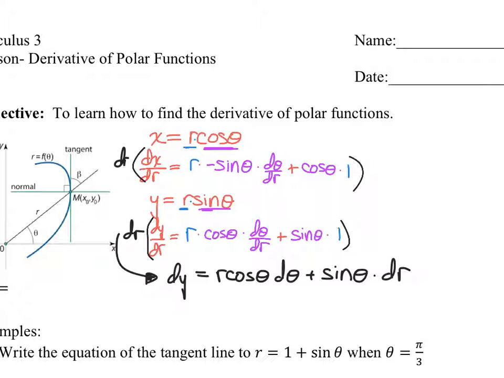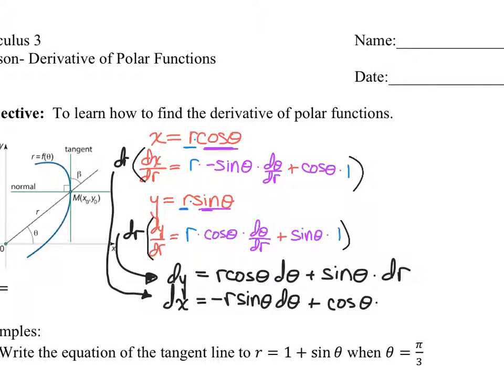Cancels here, introduces here. It's going to be the same idea for the dx. So dx is going to be equal to negative r sine theta d theta plus cosine theta times dr.